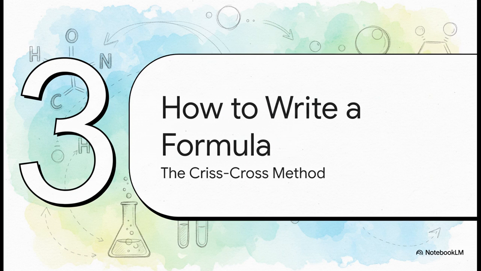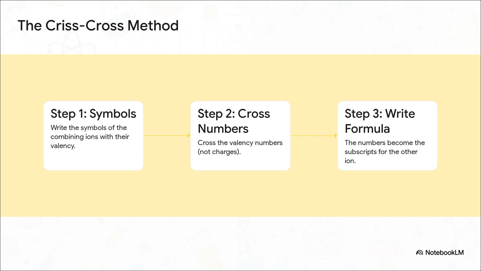Okay, we have our letters, we have our grammar rules. Now it's time to actually start writing some words. Or, in chemistry speak, we're going to write formulae. And I'm going to show you an amazing, super simple trick to do this. It's called the crisscross method. And it's literally just 3 steps.